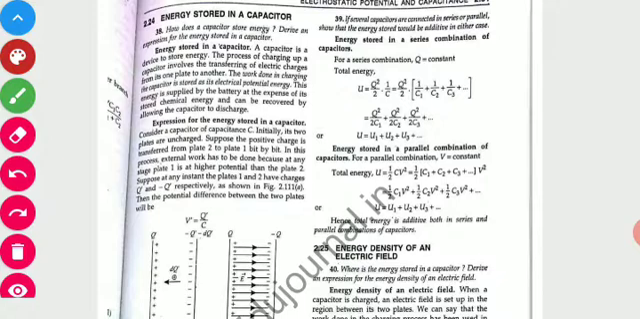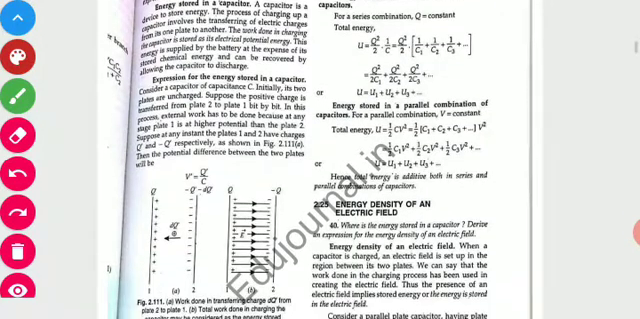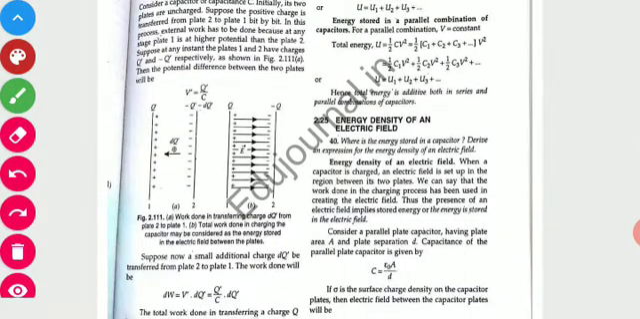The process of charging up the capacitor involves transferring electric charge from one plate to the other. So work is done. This work done is stored in the capacitor as electrical potential energy. So students, now we are going to derive the expression for energy stored in a capacitor. So here in the figure we have a capacitor.